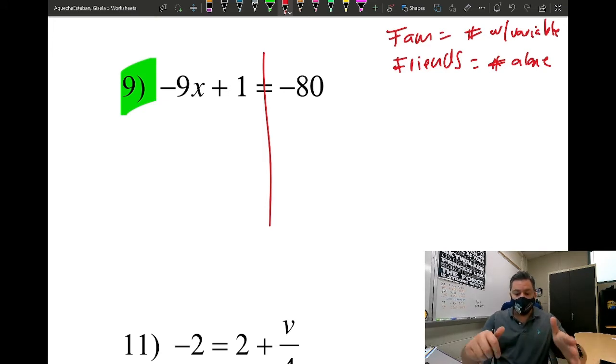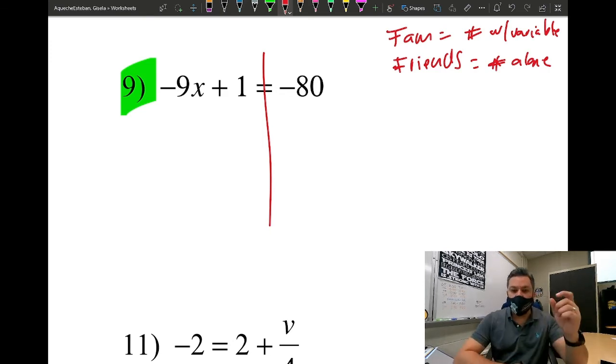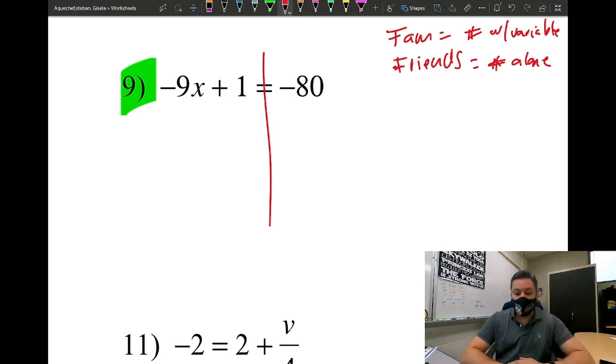So which one is the friend and which one is the family? Which one is the family, the negative 9 or the 1? The negative 9. So which one is the friend? The 1. Now let's look at the 1. Is the 1 positive or negative? Positive. What's the opposite of positive?